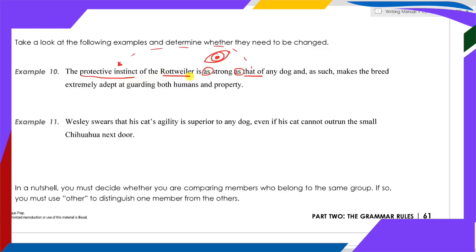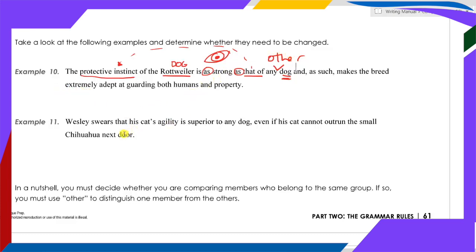The problem is that the Rottweiler is a dog. And if we say that the protective instinct of that dog is as strong as that of any dog, that doesn't make any sense. We're comparing the Rottweiler dog to all dogs, and the Rottweiler dog is part of the set of all dogs. So what we need to do is, once again, insert "other" here. The Rottweiler's protective instinct is as strong as that of any other dog. So that was an example of comparing a group member to the group that it is a part of, and we cannot do that unless we use the word "other."